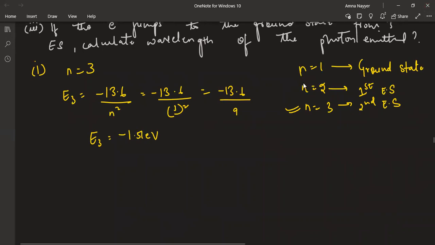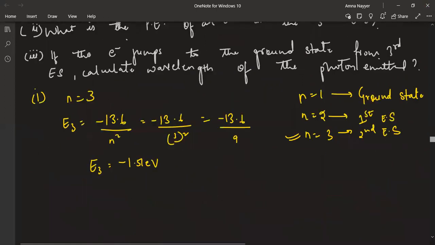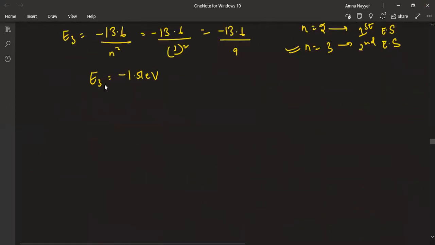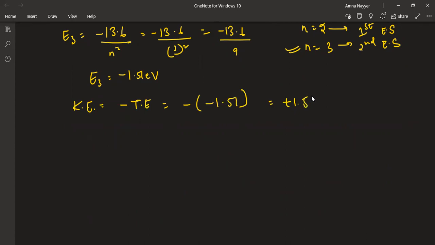So this is the total energy. Now, total energy, you can directly use it. You can show it in this way, but try to remember the final answer by yourself. And see here, what is asked? Kinetic energy. Total energy is this. Kinetic energy is asked. What did we discuss? Kinetic energy is negative of total energy. That makes it minus of minus 1.51, which gives positive 1.51 electron volt.